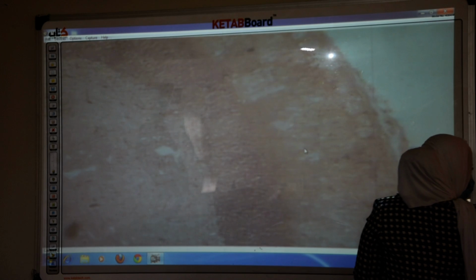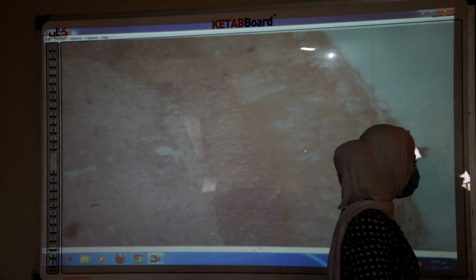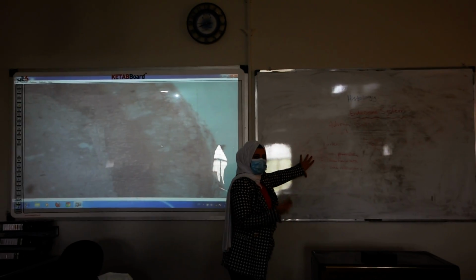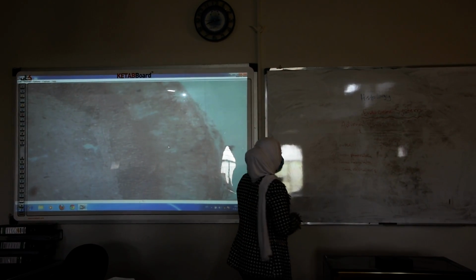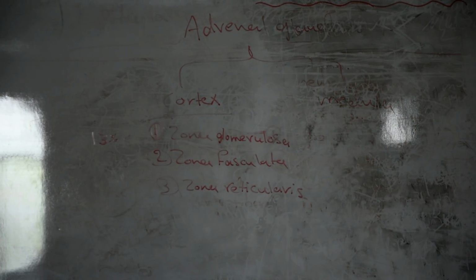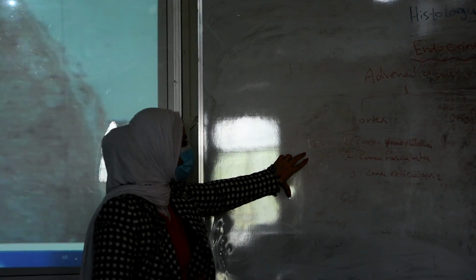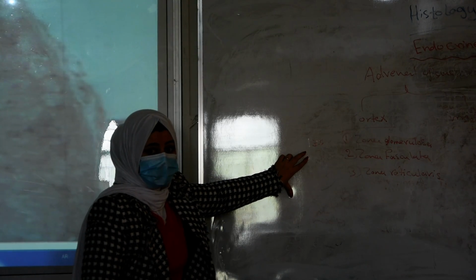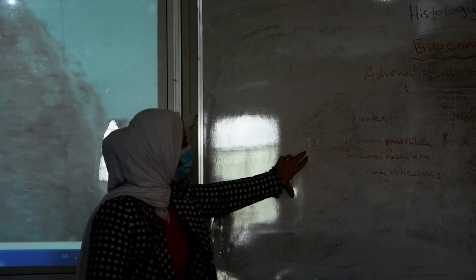At the zona glomerulosa, which constitutes about 30% of the total volume of the gland, its parenchymal cells are responsible for secretion of the mineralocorticoids, aldosterone.